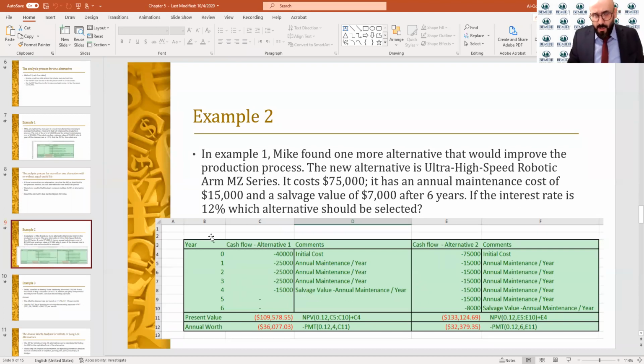So now what you will see, we have two alternatives, alternative 1 and alternative 2. One will last for 4 years, the other one will last for 6 years. Again, you could do method 1 or method 2.